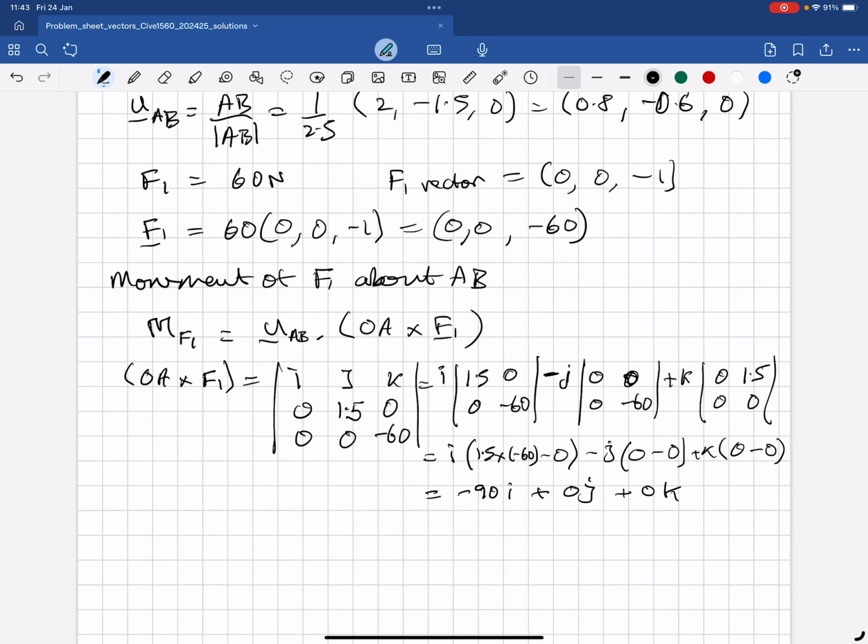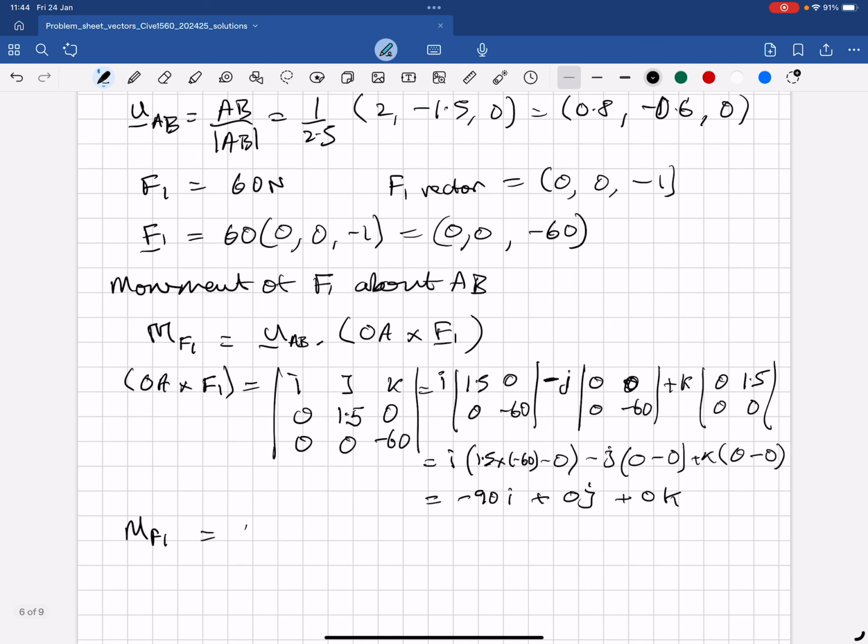Okay. Let's complete the moment calculation. MF1 is the unit vector AB, and we have that as 0.8, minus 0.6, 0, dotted with minus 90, 0, 0. We do that simple calculation and it comes out to be minus 72 Newton meters. And we can put units on there, Newton meters, because we started with newtons and meters in our coordinates.